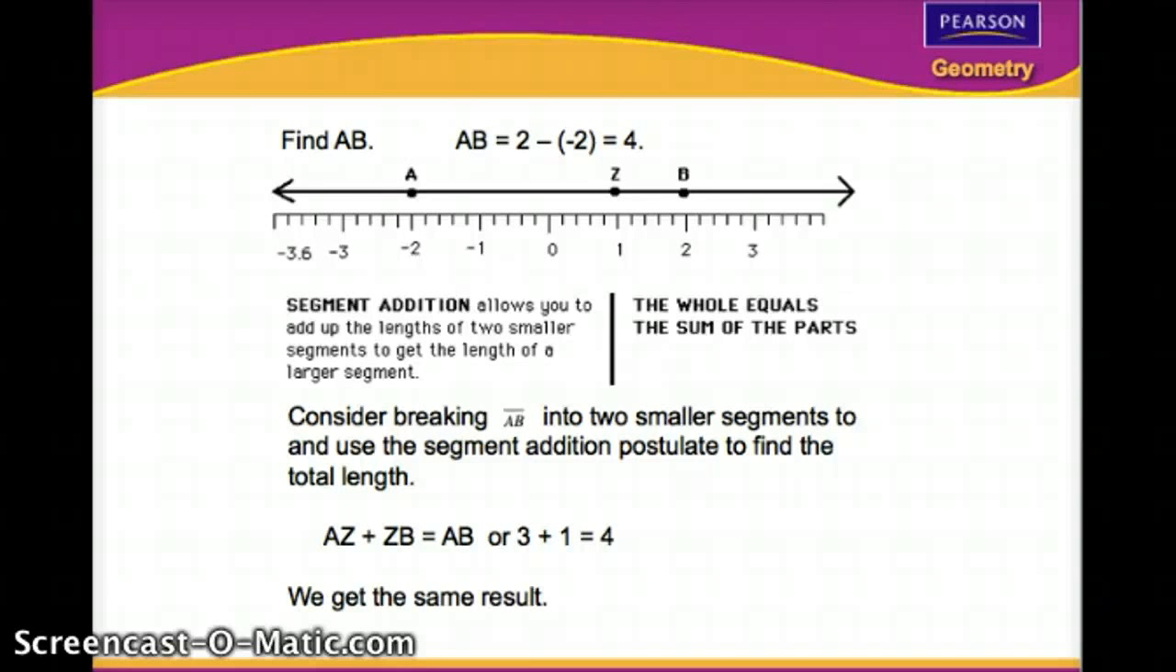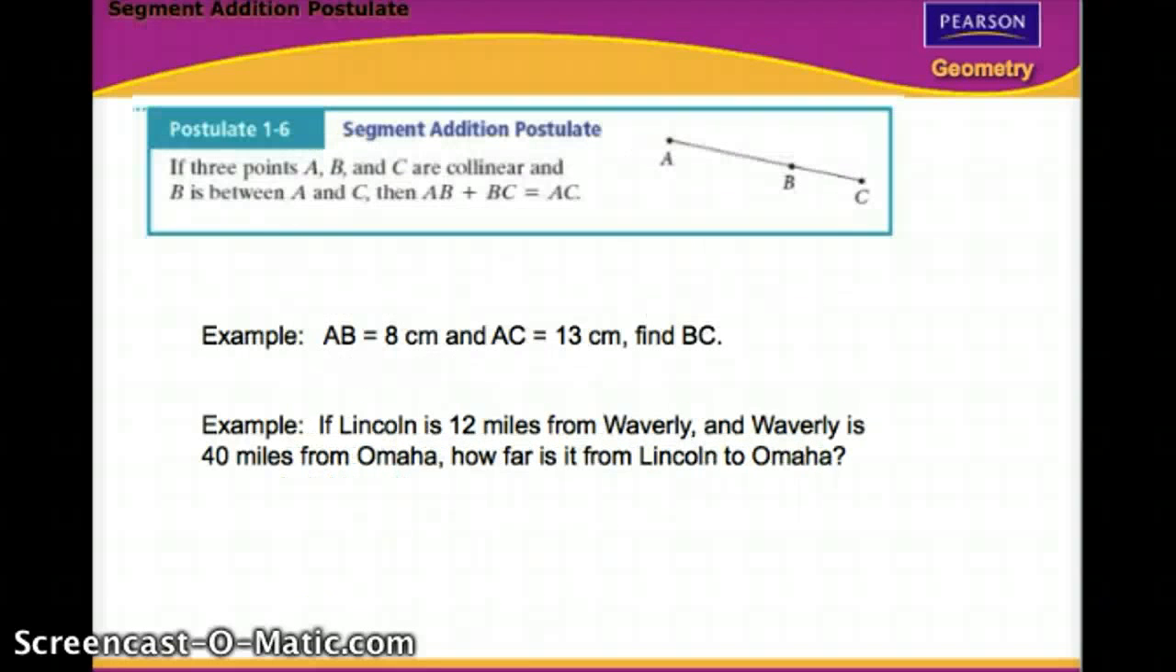Let's look at the segment addition postulate the way our book explains it. It says if 3 points A, B, and C are collinear, remember that means they lie on the same line, and B is between A and C, then AB plus BC equals AC. So let's say in this example AB is 8 centimeters and AC is 13 centimeters. How long would BC be?